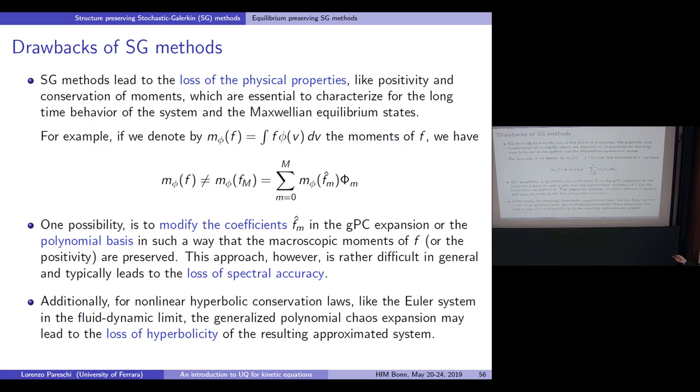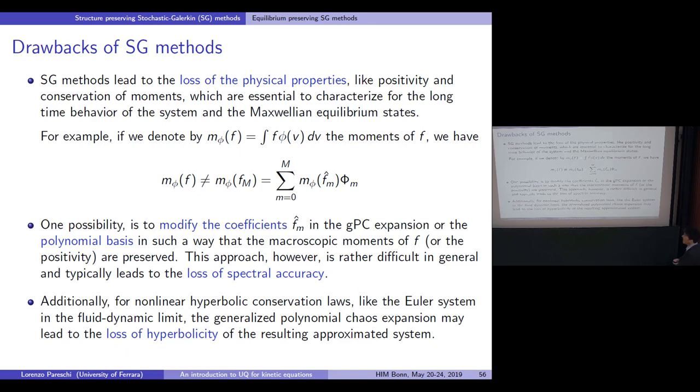So what's written here is what I mean by losing conservation of moments: if you have your set of moments here, and you compute your moments with respect to your stochastic Galerkin expansion instead of the true solution, then these two things are of course different, because the two functions are different and the way you compute them is different.